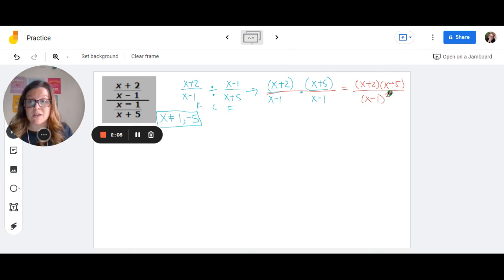I'm checking to make sure none of my restrictions changed. Here, I already have captured x cannot equal 1, so I'm okay. When you flip that last fraction, if there is a new factor on bottom, make sure to restate that restriction there. We are good to go, though. There is my simplified expression.